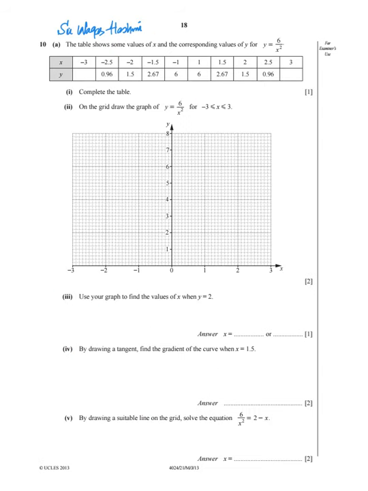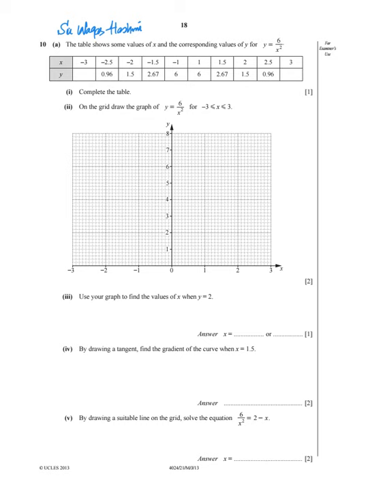Alright, it's question number 10. It's from graph of function. It says that the table shows some values of x and the corresponding values of y for y equals to 6 divided by x square. At first, you need to find out the value of y when x is minus 3 and x is positive 3. So that is quite an easy part.